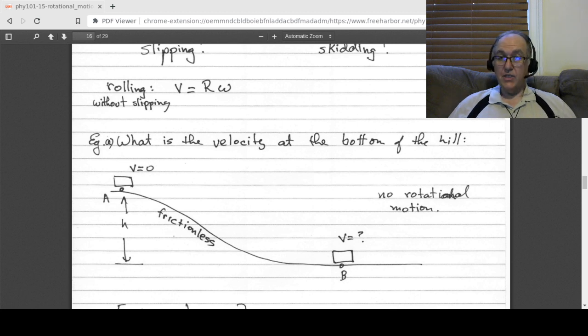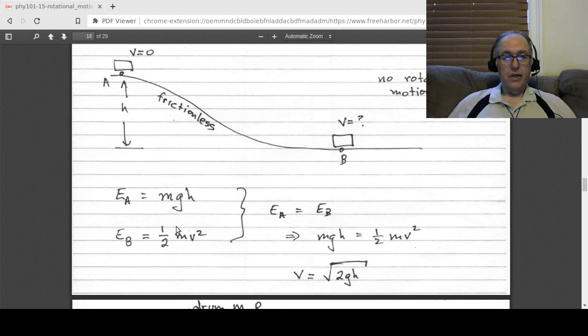So, conservation of energy. At point A, the energy is all potential, all gravitational potential, and so that's mgh. At point B, the energy is all kinetic, and so that's 1/2 mv squared. There's no 1/2 I omega squared because no rotation. Here's our initial energy, mgh. Here's our final energy, 1/2 mv squared. They must be equal to one another. So we have mgh equals 1/2 mv squared. We're solving for v. That's our unknown. And so v is equal to the square root of 2gh.